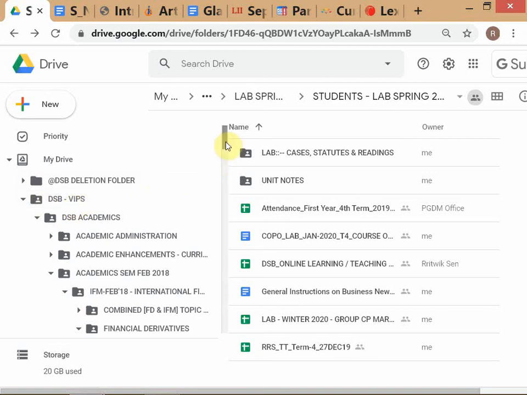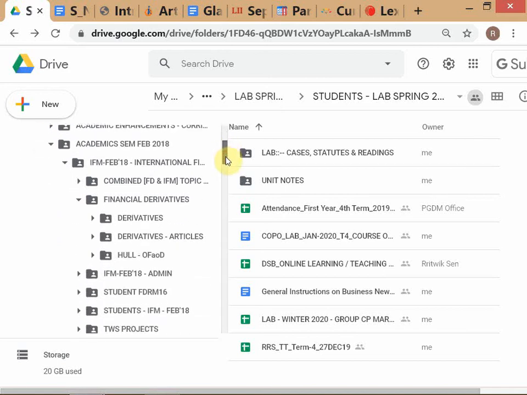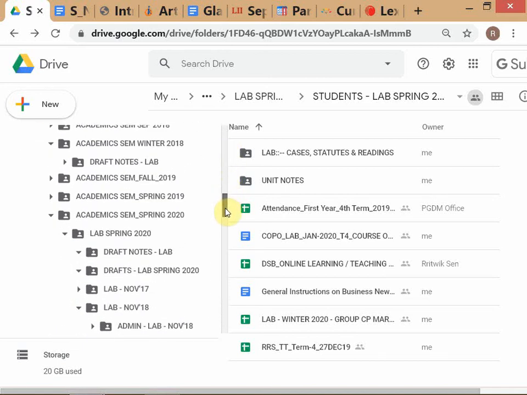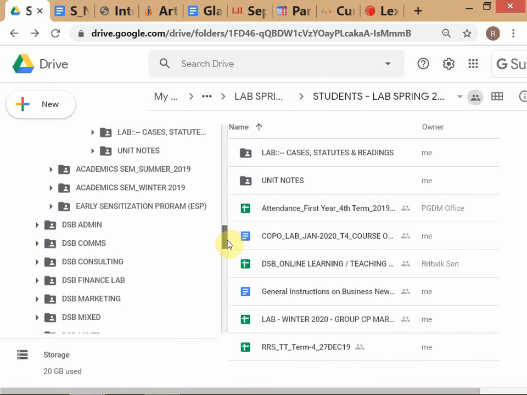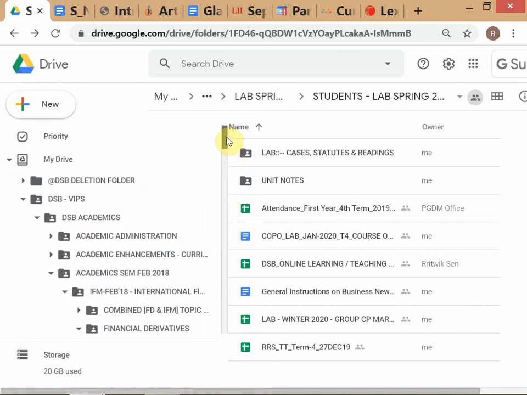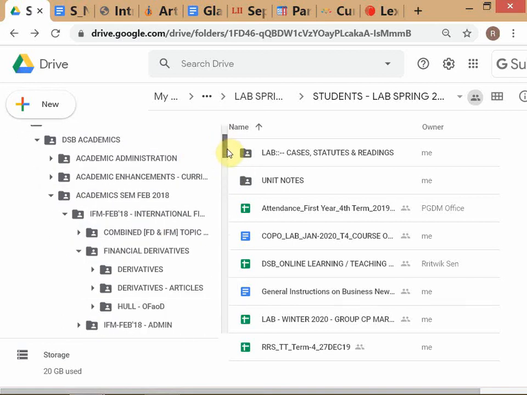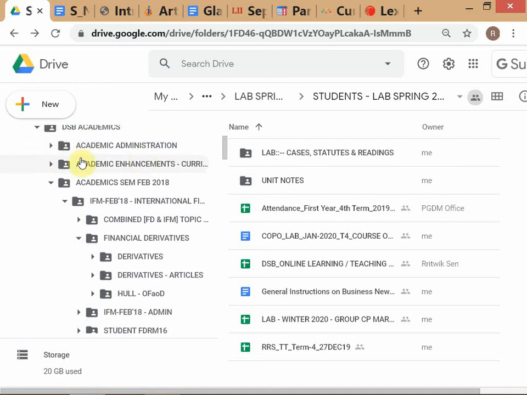Okay, now you can see under DSB VIPs I have academics as one category. Now you can see under DSB VIPs what are the other high level categories. Under that, there is academics, then there is admin, comms, consulting, finance lab, marketing, mixed, etc. These are all different high level categories at this level. Okay, within this, now you can see the sub branches. Under academics, I've got academics for each semester. Sometimes 2 courses are taught in one semester.